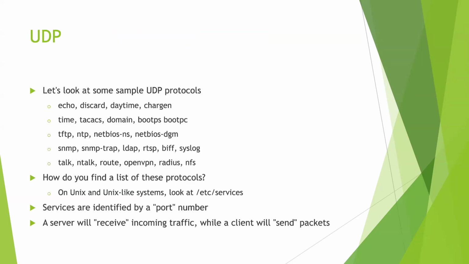So let's look at some sample UDP protocols. We've got the Echo protocol. If I send you an Echo UDP packet, you just turn around and send it right back to me. Discard: if I send you a packet, you just throw it away. Daytime: if I ask you for a packet, it will contain the current time of day.